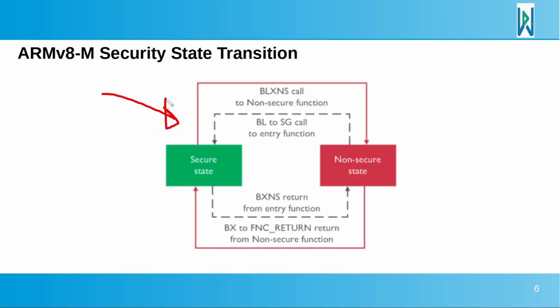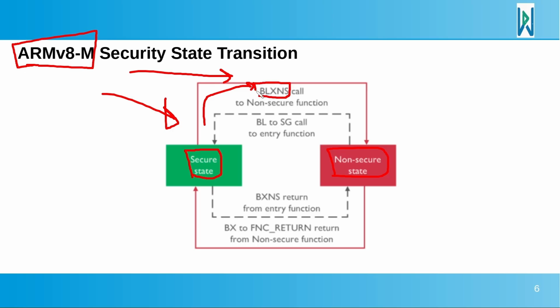Now, this block diagram illustrates the security state transition on an ARMv8-M based architecture with the support of TrustZone. If the CPU is running in secure state, and then we want to switch to the non-secure one, we can execute this branch with link and exchange to non-secure instruction. This instruction has been newly added to the ARMv8-M architecture, and this one is quite similar to normal branch instruction.